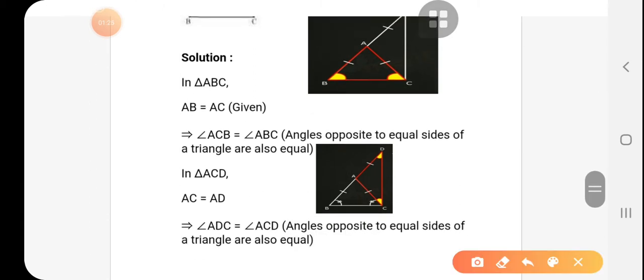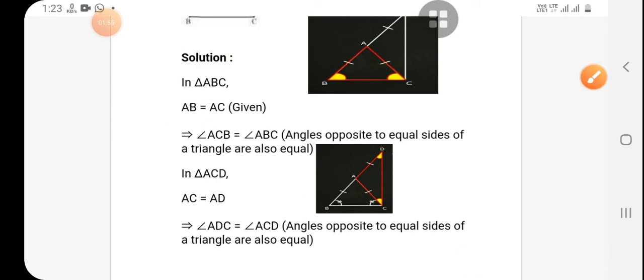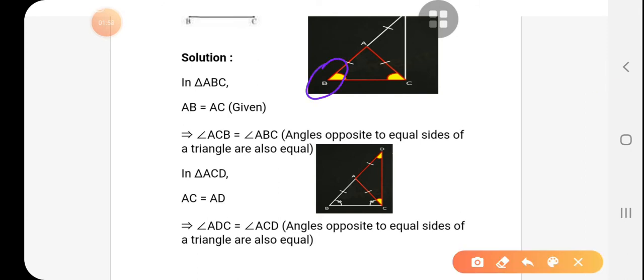First concentrate on triangle ABC. Just see the triangle, that is ABC. In this triangle it is clear that AB is equal to AC, so this line is equal to this line. It means that two sides are equal, and we know by the theorem that the angles opposite to equal sides of a triangle are equal, so the angles B and C will be equal because these two angles are opposite to equal sides AB and AC. I have denoted it in yellow color. So if AB is equal to AC, then angle ACB is equal to angle ABC. ACB means this angle and ABC means this angle. So these two angles will be equal.